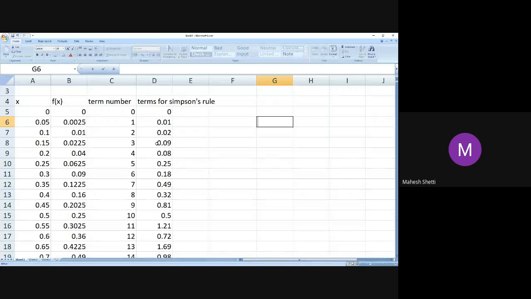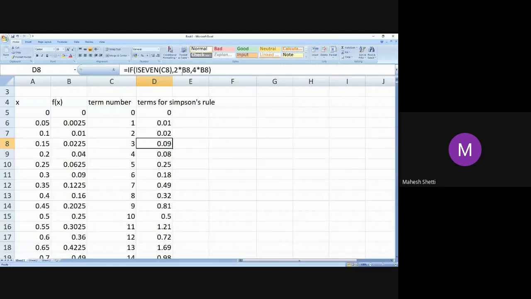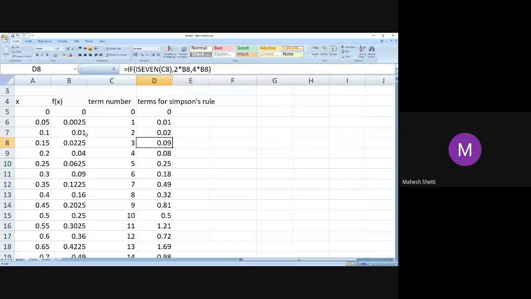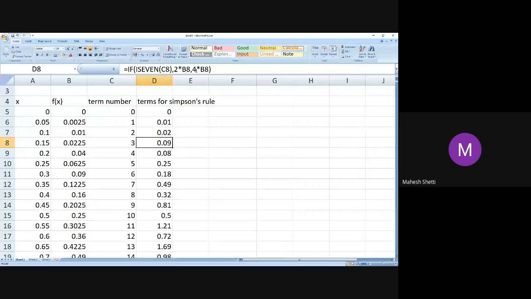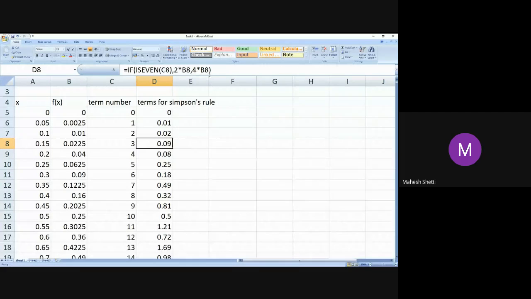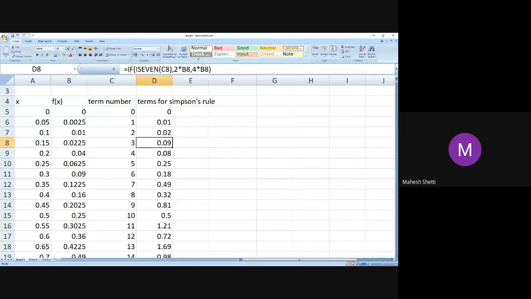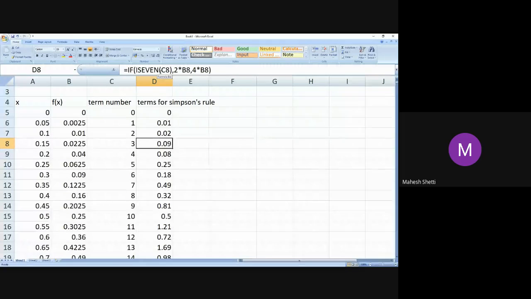Now you can see here the logical test is some function. I'll discuss that a bit later. If the logical test is true, then I want twice B8 in D8. If this condition is false, I want 4 times B8. Now, which condition am I checking? Whether the term is even or odd. The ISEVEN function gives you a true or false value.